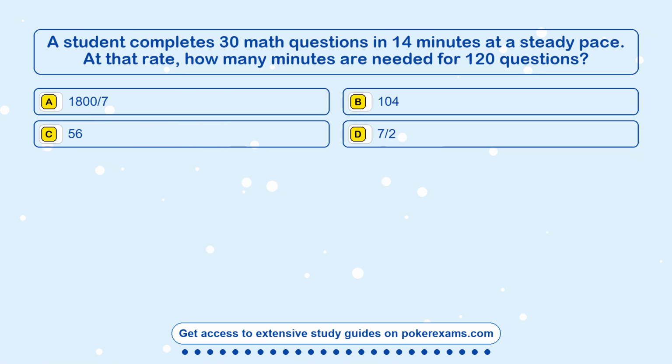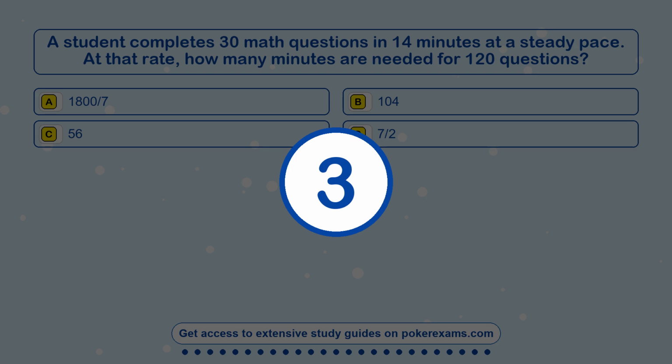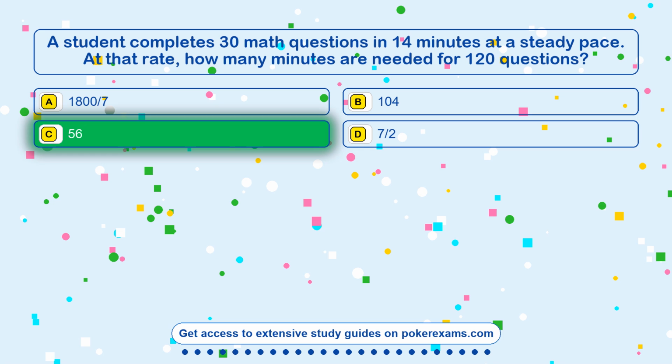Question 5. A student completes 30 math questions in 14 minutes at a steady pace. At that rate, how many minutes are needed for 120 questions? Option A 1800/7. Option B 104. Option C 56. Option D 7/2. The correct answer is option C, 56.